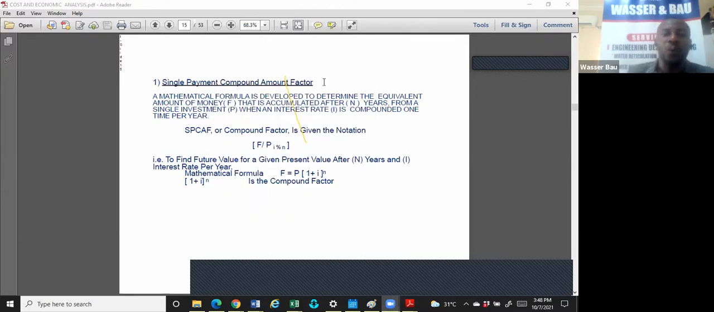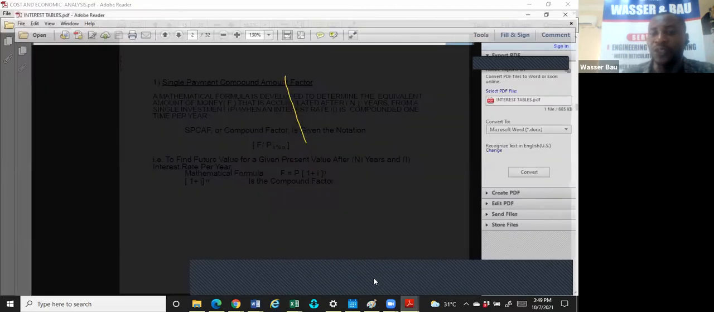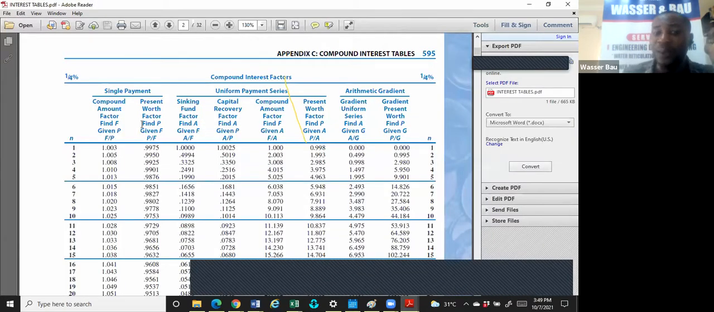Okay, so now the first mathematical term, or the first solution to a mathematical term, is what we call the single payment compound factor. I'm going to be introducing you to 6 of them, and those 6 are what you have here in your interest table. If you go to the interest table, you will see that the first one says compound amount factor. The second one says present worth factor. The third one says sinking fund factor. This one says capital recovery factor.